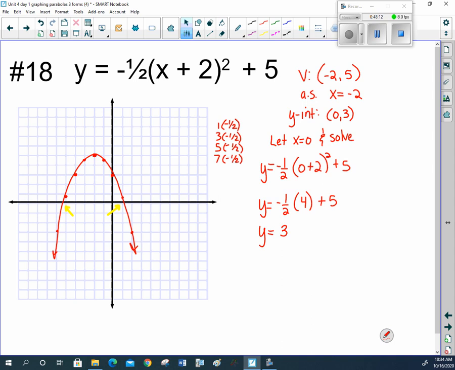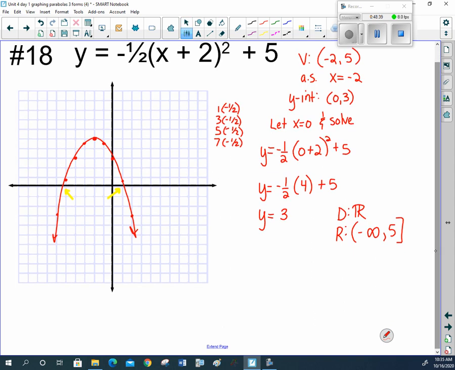Okay, so we've done x-intercept, or no x-intercepts on this one, y-intercept, axis of symmetry, vertex. Domain is all reals. Range, I'm going to do this one in interval notation. And remember, we always go from the smallest number, that's negative infinity, to the highest number, which is 5. So make sure you're always starting with the smallest number to the biggest number. And then end behavior.